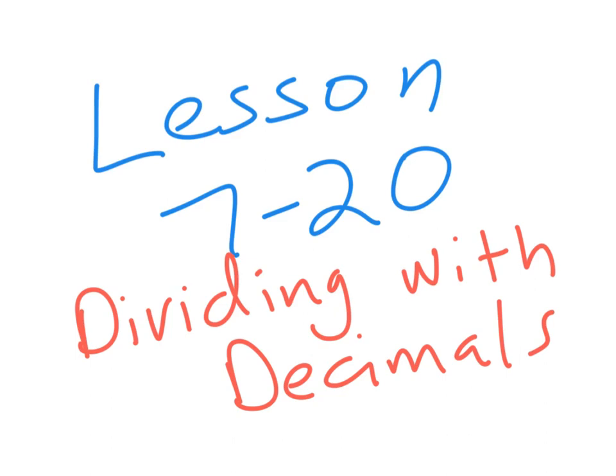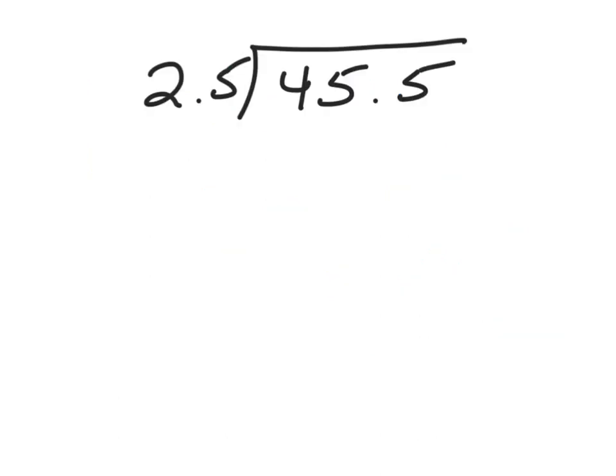All right. No music today, sports fans. This is a mini lesson, lesson 7-20, dividing with decimals. Simple. We've been dividing for days now. Now when we have a decimal in the divisor, we can't divide that number. We have to move decimals and get them set up.